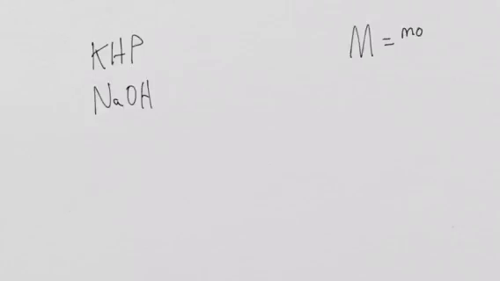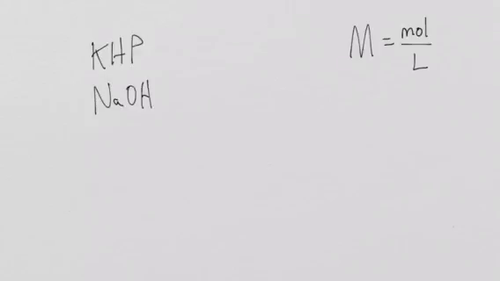Just wanted to make a quick video about your pre-lab for experiment number 5. This is where you have an acid, which is called KHP, and you have a base, which is called sodium hydroxide, and essentially you're reacting the two together, and you're trying to decide what the molarity of your sodium hydroxide solution is. So molarity is actually how many moles you have per liter of solution. So that's kind of what we're looking for here.